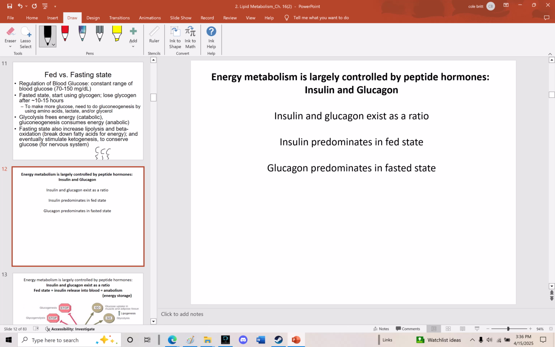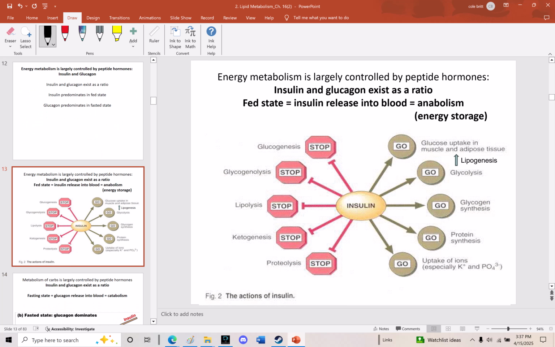Which means here is insulin over on this side. So you're going to build stuff with insulin. You're going to take up glucose into muscle to make glycogen. You're going to be doing lipogenesis, which is the production of lipids. You're going to make glycogen. You're going to make proteins in muscles. You're also going to be doing glycolysis. And insulin as well is going to stop these guys. So these are going to be what's going to dominate in the fasted state. So in the fasted state, it's going to be lipolysis.